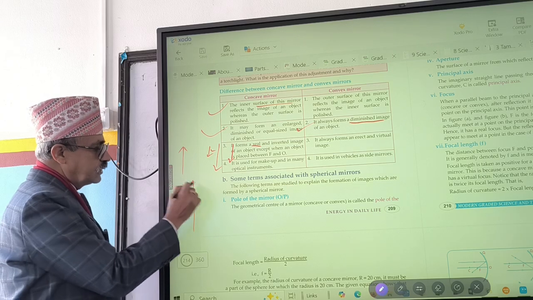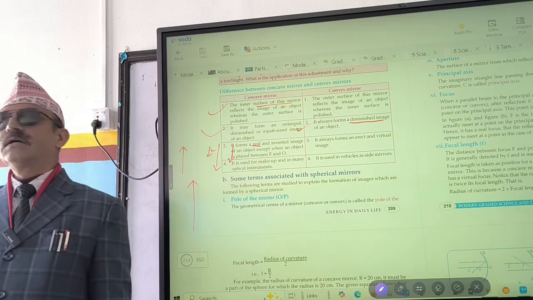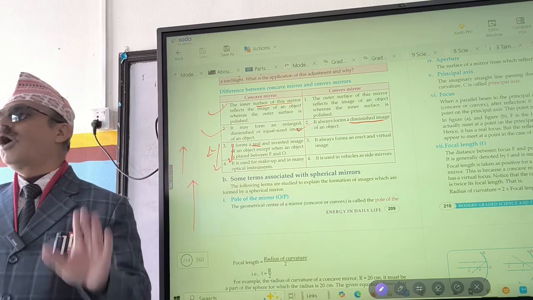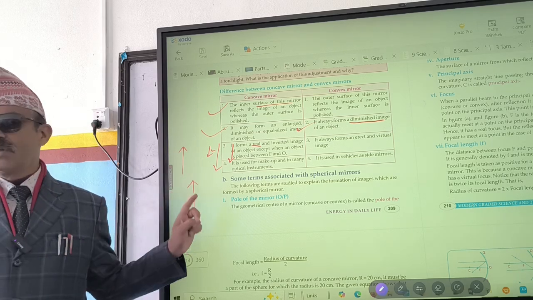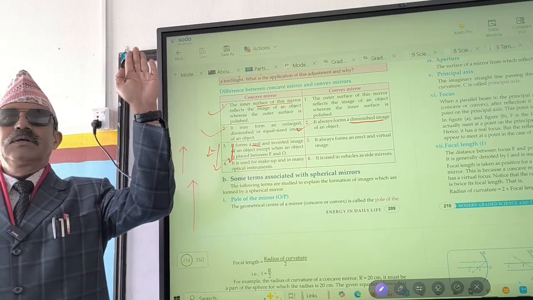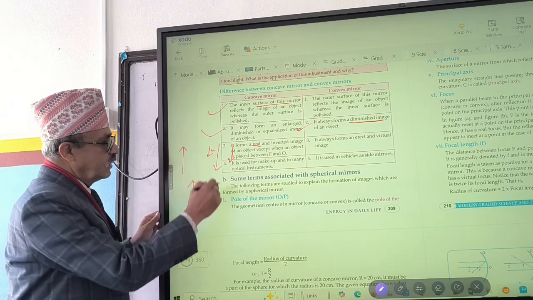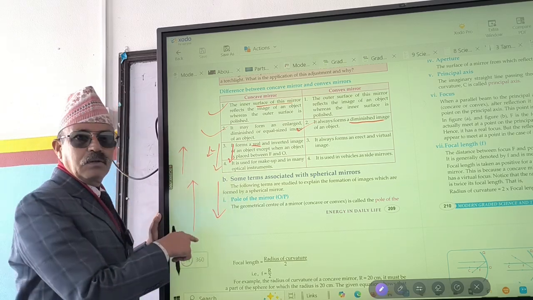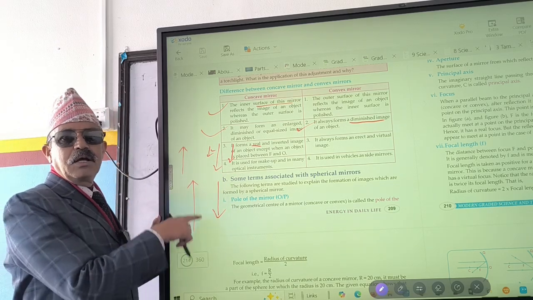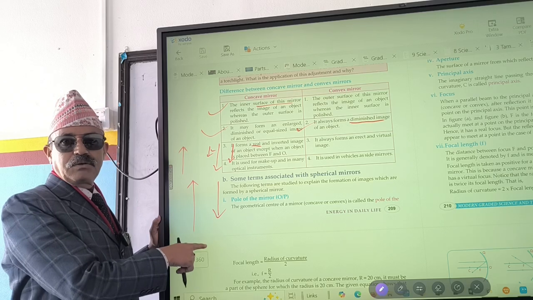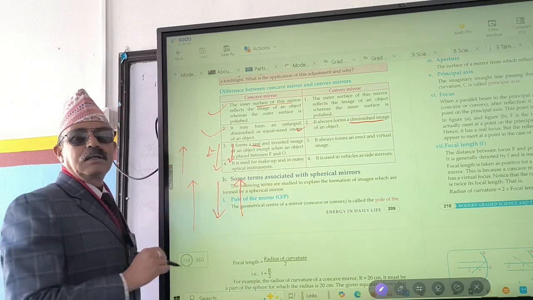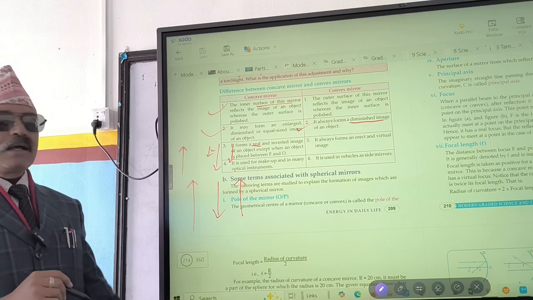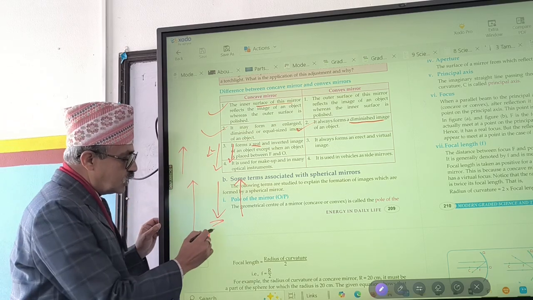What type of position is this? Erect, upright we can say. The object is always erect, but the image is inverted. In most cases an inverted image is formed, but in one case, what type of image is formed? Erect. And an inverted image is real.